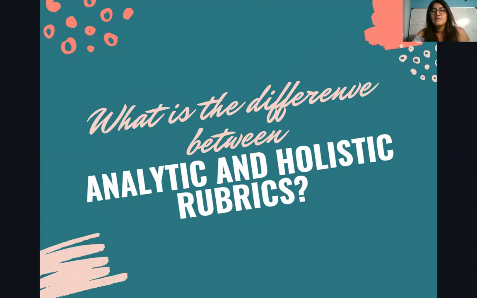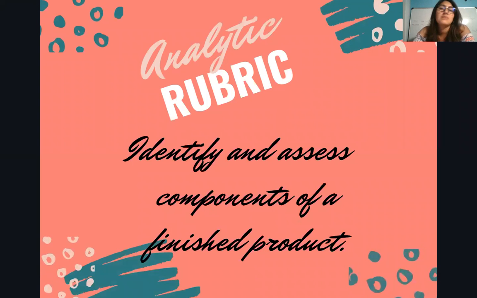The second question that we have to answer is, what's the difference between analytic and holistic rubrics? We have two different ways of assessing our students by using rubrics, the two types of them. The first one that we are going to mention is the analytic rubric. As we can see, it identifies and assesses components of a finished product. It means that we are going to use the analytic rubric when our students have already done a product. It could be an activity, an assignment, a homework, or even final projects.